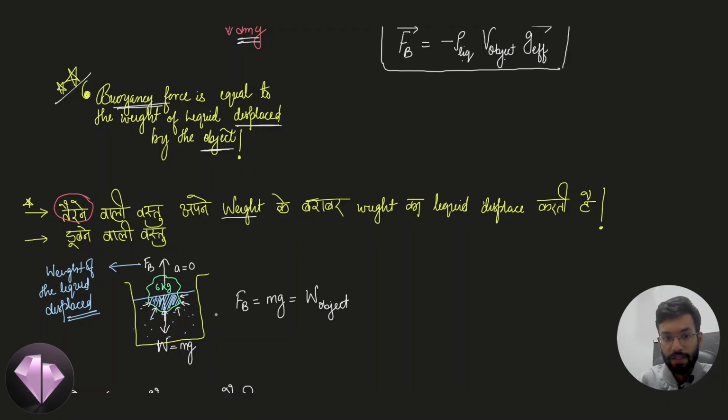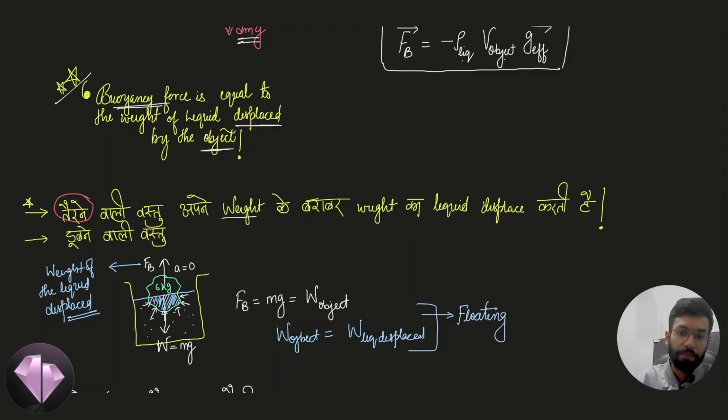And that Fb is equal to the weight of the object itself, mg. So इससे क्या पता चल गया? That the weight of the object is equal to the weight of the liquid displaced. But very important, this is in the case of floating.